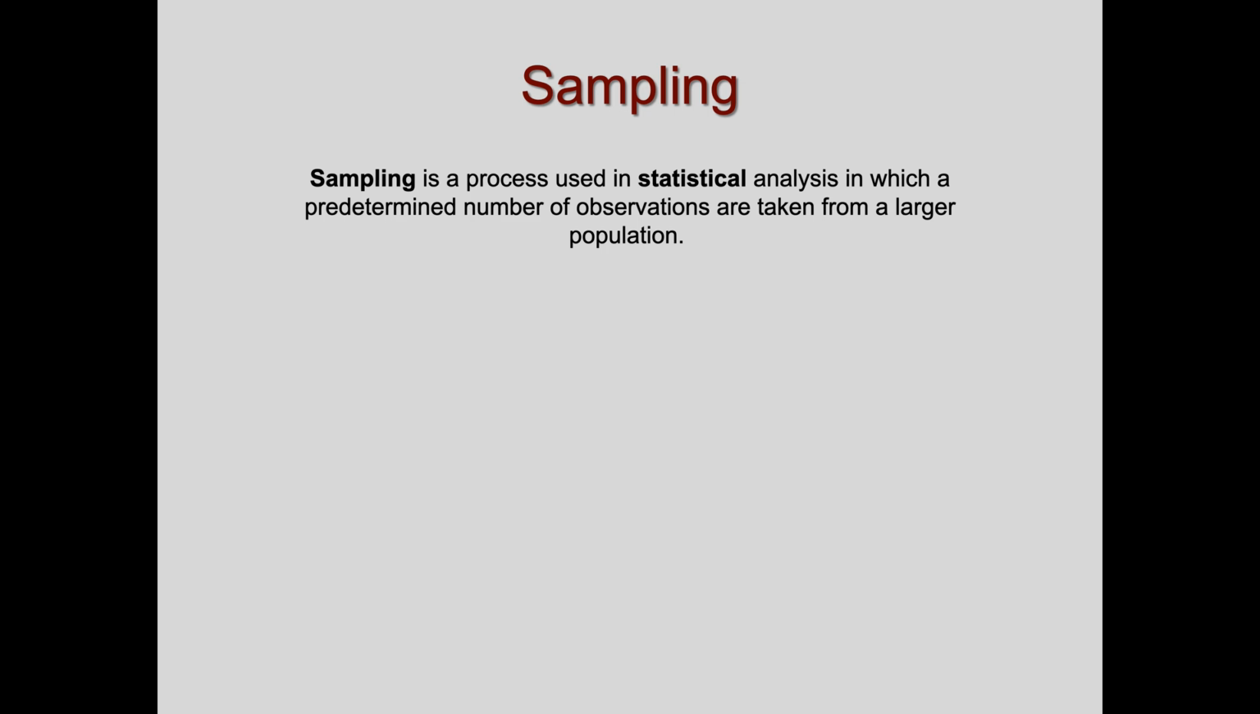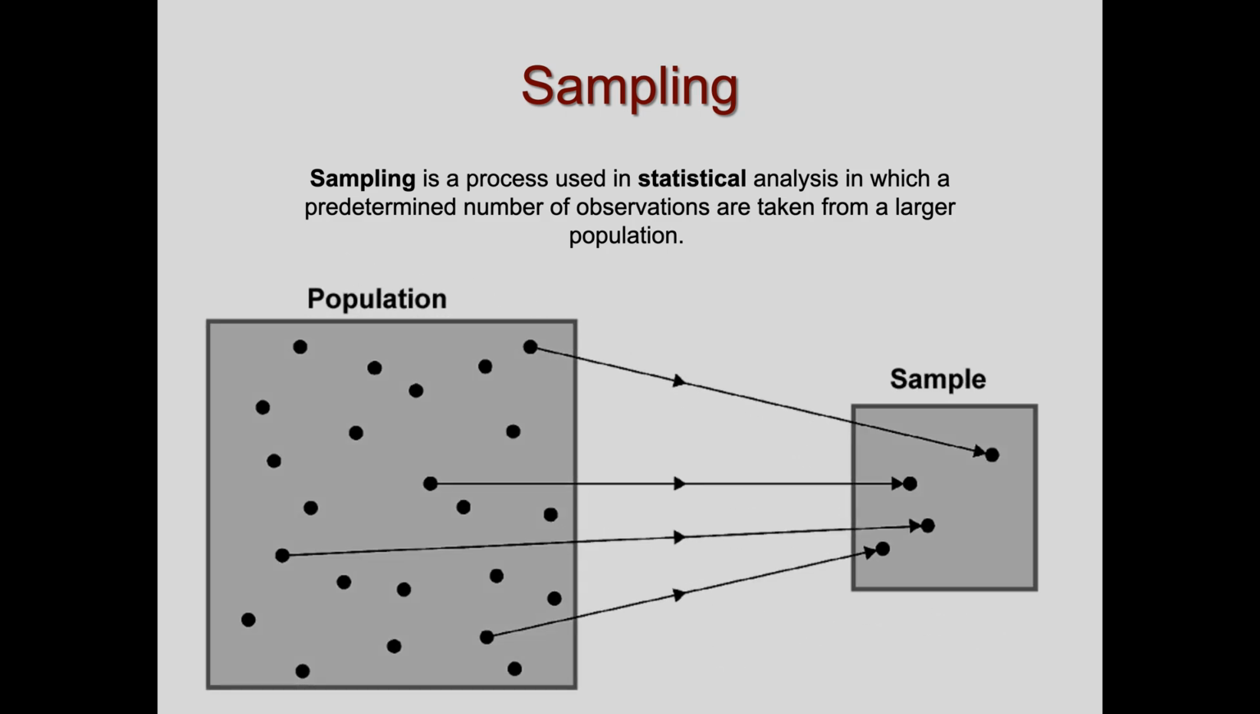Sampling is a process used in statistical analysis in which a predetermined number of observations are taken from a larger population. And that's the diagram we showed you before, that the sample was always smaller than the population. That's a key point to remember here. The sample is a subset of or a smaller part of the population.